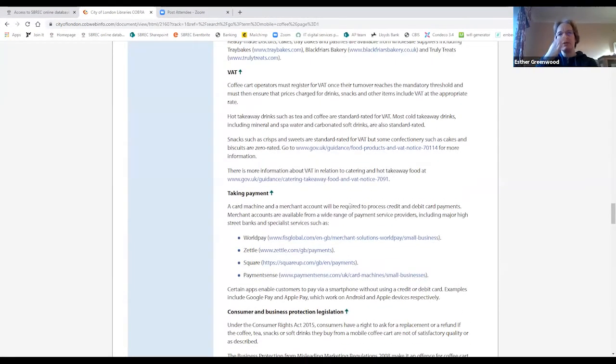Just below that, it talks about VAT. So taking payment and VAT, these are things that every business has to think about. And in all the profiles, you will see a section on VAT and taking payment, and how you're going to work out your pricing structures. And those are things that you will obviously need to take account of, because for VAT, you'll have to declare it to the tax people, and you'll have to pay it. So you need to think about that and consider that when you're running your business.